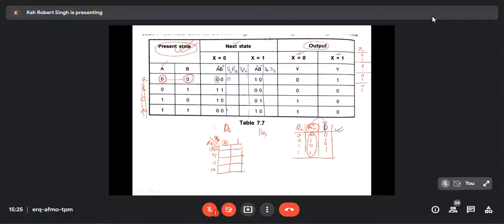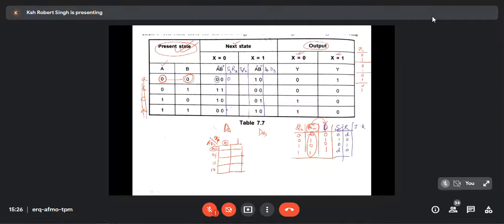Now, if it is an SR flip-flop, what should my SA be? What should my RA be? That means you should know the excitation table of the SR flip-flop. Let me write the excitation table of the SR flip-flop here: 0, 1, 0, 0, 1, 0, D, 0, 1, 0. Is this correct? You should remember this.